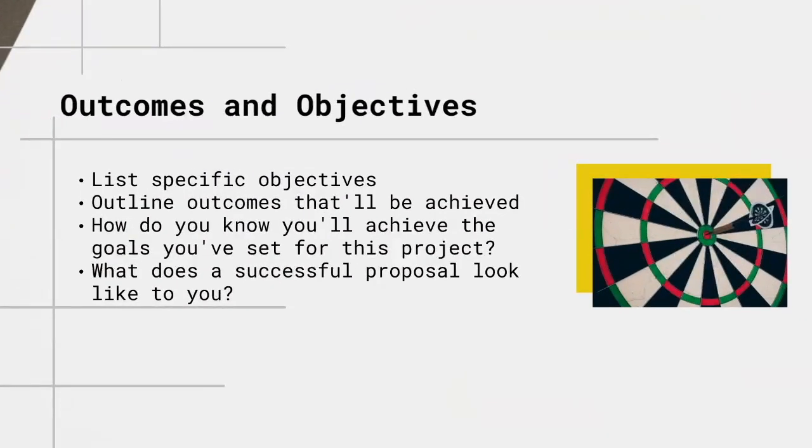So moving towards outcomes and objectives, which I believe is the most significant and meaty part, is really listing out what your goals, what your objectives are, and outlining what the outcomes are. So the objectives are going to be what your goals are.